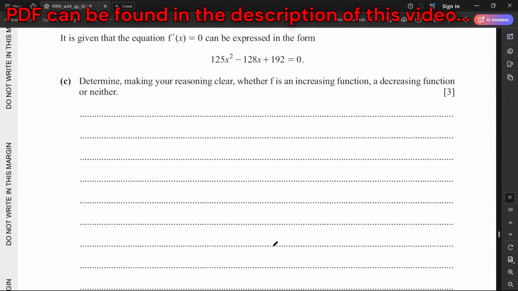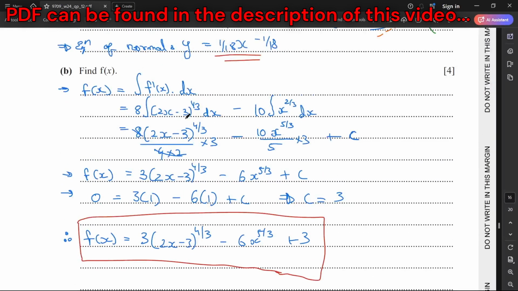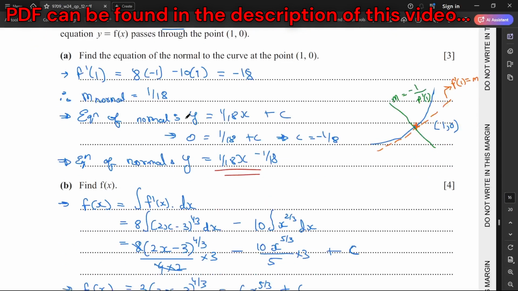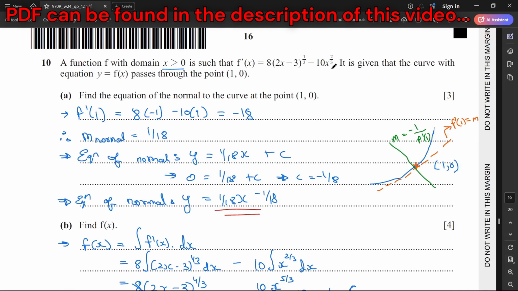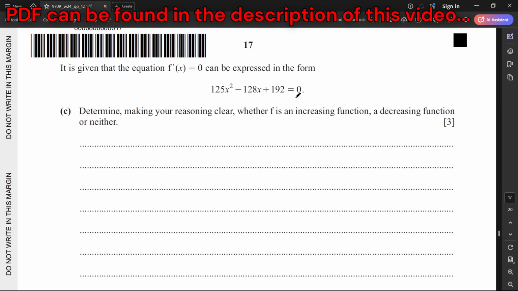Now, it is given that the equation f dash x is equal to 0 can be expressed in this format. Determine, making your reasoning clear, whether f is an increasing, decreasing, or neither of these functions. So to get this done, first of all I can look into what this f dash x was given to us. So we can convert this equation into this format, and by using this equation, we have to state whether it's an increasing function, decreasing function, or neither.